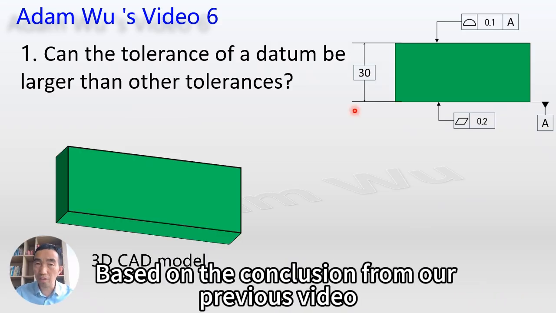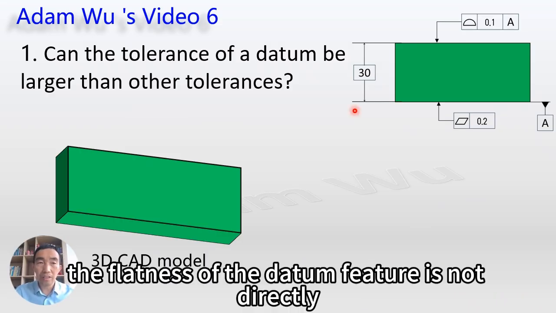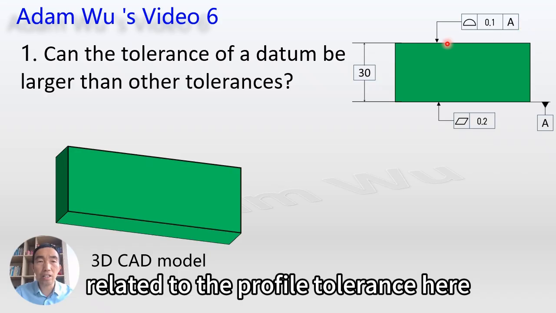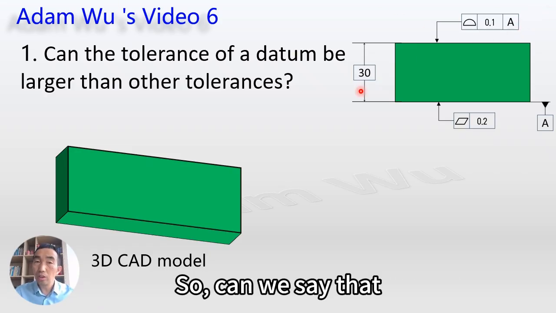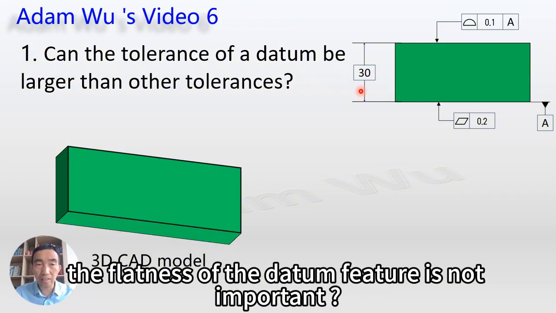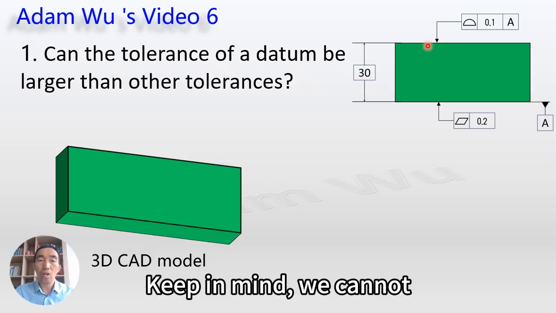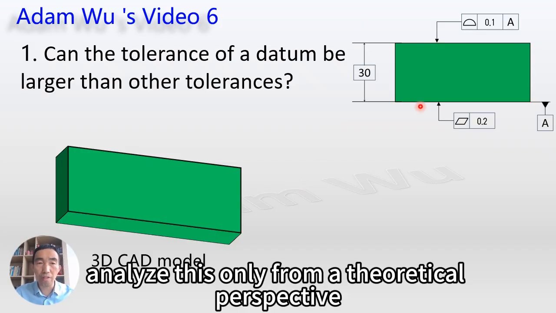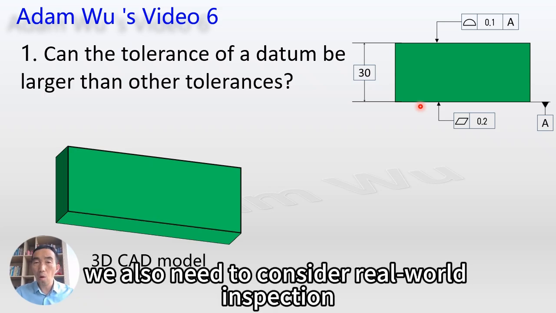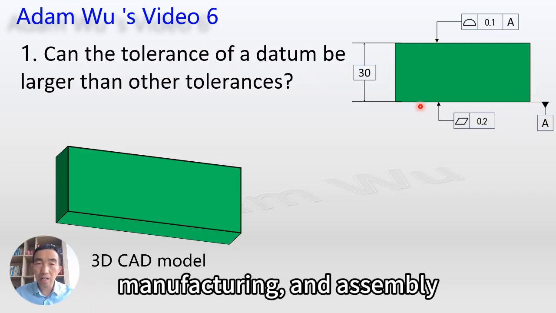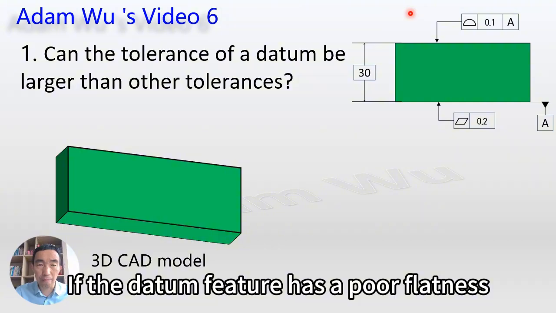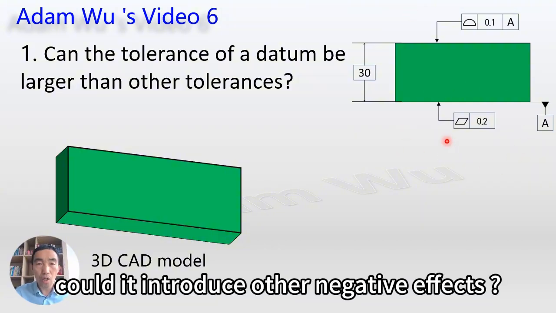Based on the conclusion from our previous video, the flatness of the datum feature is not directly related to the profile tolerance here. So, can we say that the flatness of the datum feature is not important? Keep in mind, we cannot analyze this only from a theoretical perspective. We also need to consider real-world inspection, manufacturing, and assembly. If the datum feature has a poor flatness, could it introduce other negative effects?